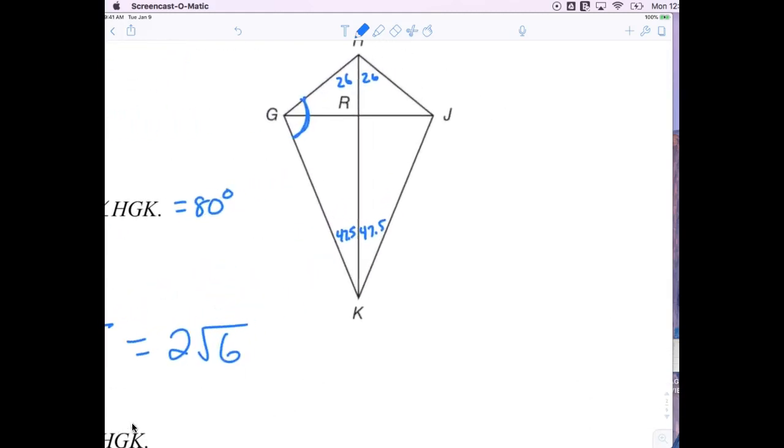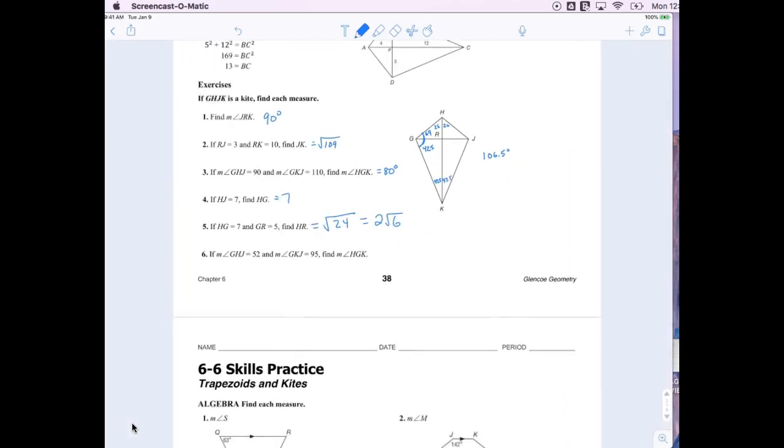All right. That could be 42.5, and this could be 64. So we have 106.5. Everybody agree with that? Lots of ways to do it. Lots of ways. Anybody have any issues with that? Okay.